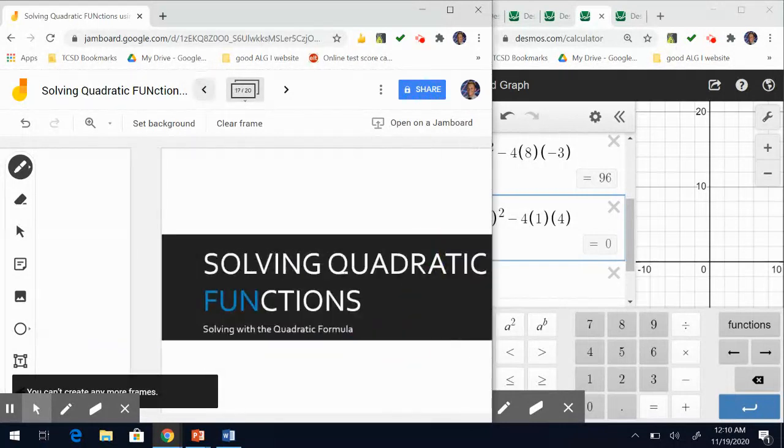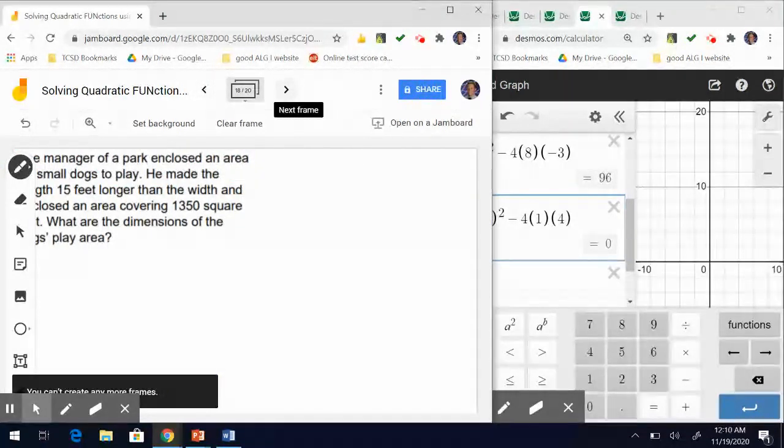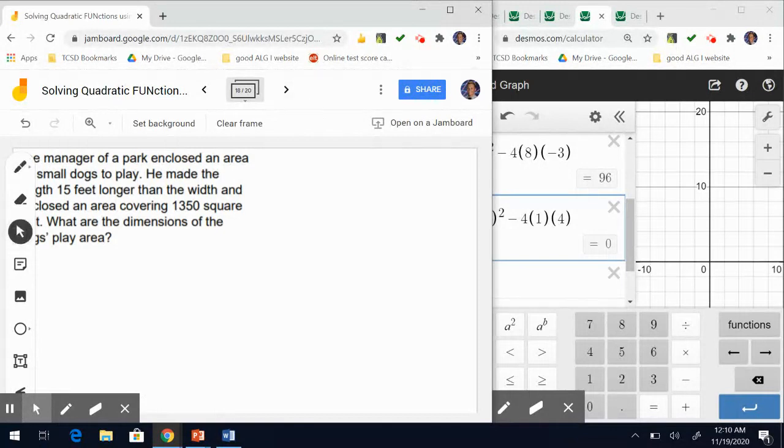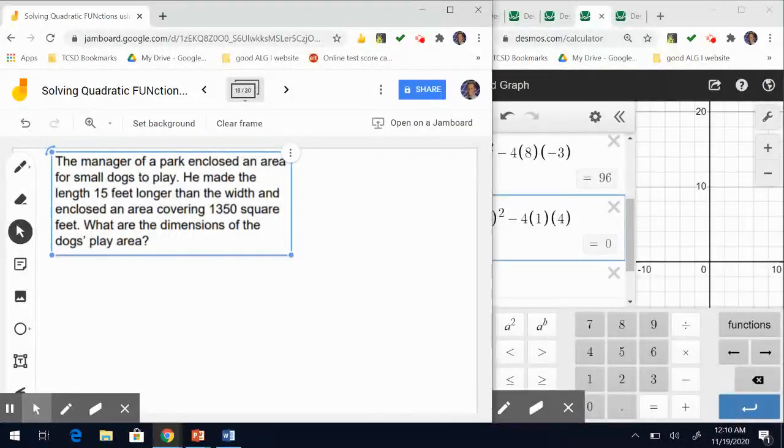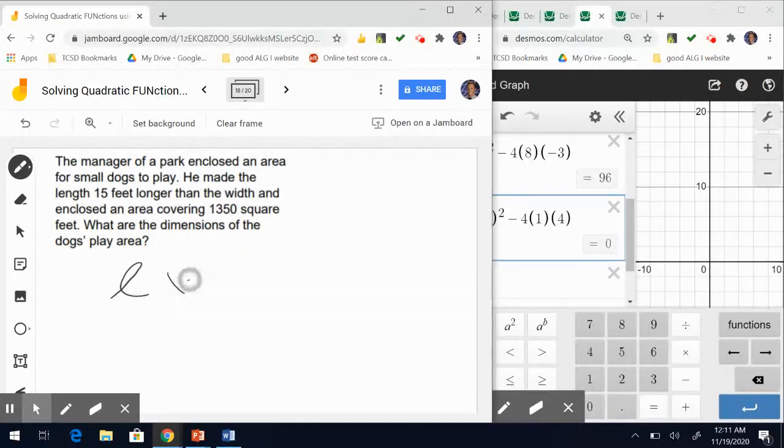Last problem. I know this is a long video. Sorry. There's a lot going on here, and I think we need to take our time. The manager of a dog park enclosed an area for small dogs to play. He made the length 15 feet longer than the width and enclosed the area of 1,350 square feet. What are the dimensions of the dog's playground or play area? So you have your length times width, giving you your area.